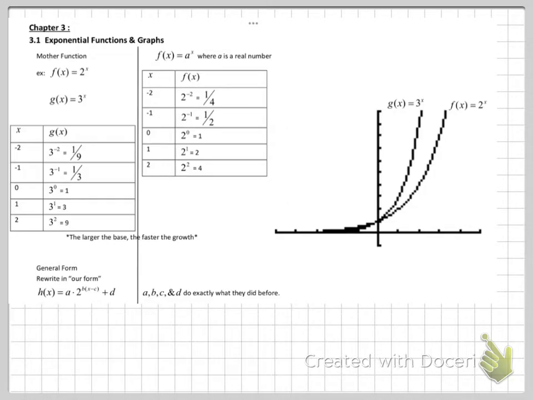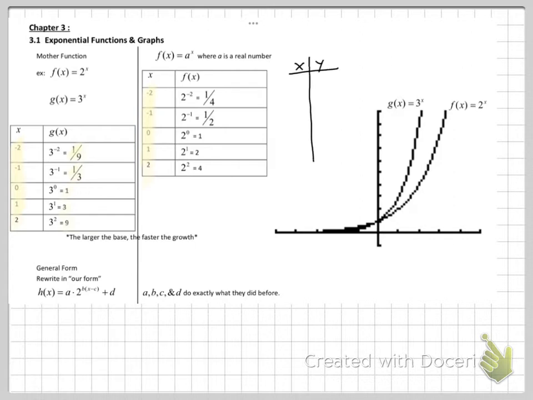Same thing for 3. 3 to the -2, notice the x's we plug in will be the same. 1 over 3 squared is 1/9. 3 to the -1, 1/3. 1, 3, 9. You could do it with 4. Let's do that really quick. You could do it with any number, so expect us to be able to do this with any number.